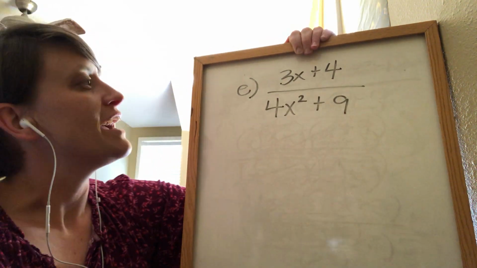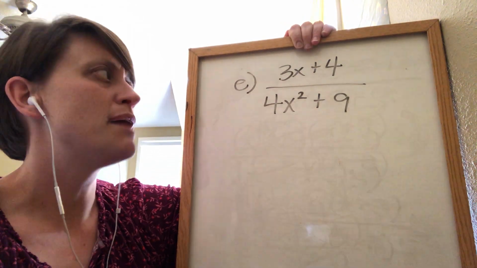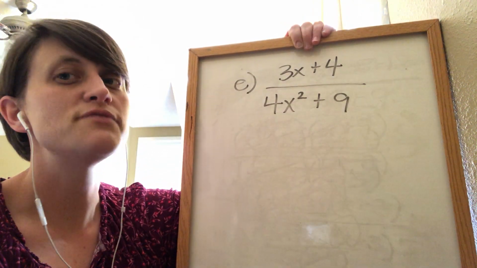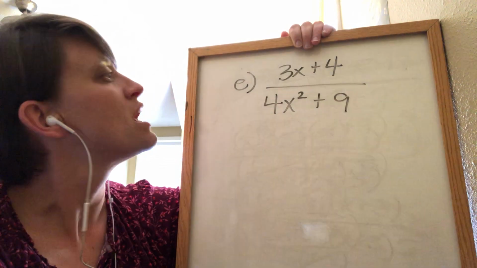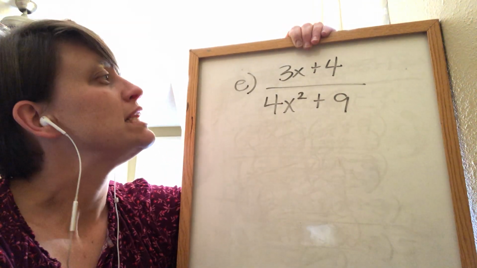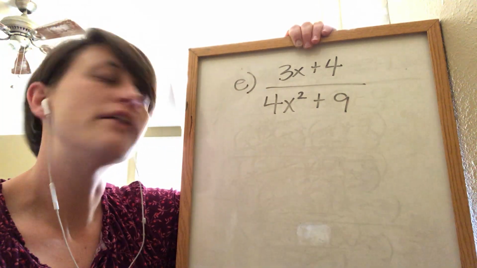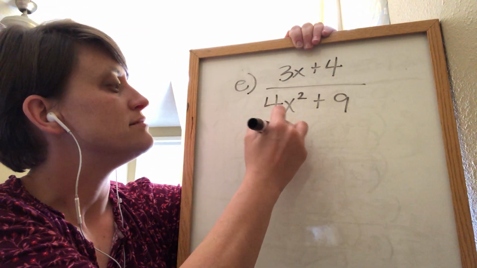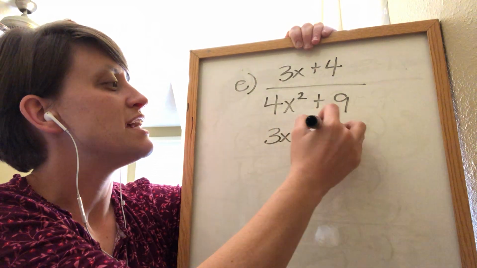Okay, let's start trying to factor. So in the numerator, we have just a binomial. So we first try to look for a greatest common factor. We have 3 and 4. No luck. And this is not a difference of squares. So this thing doesn't factor. It's just going to have to stay 3x plus 4.